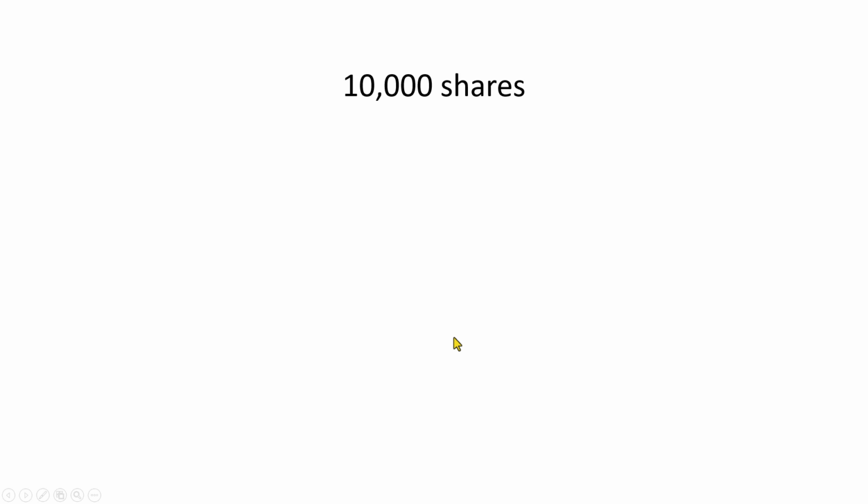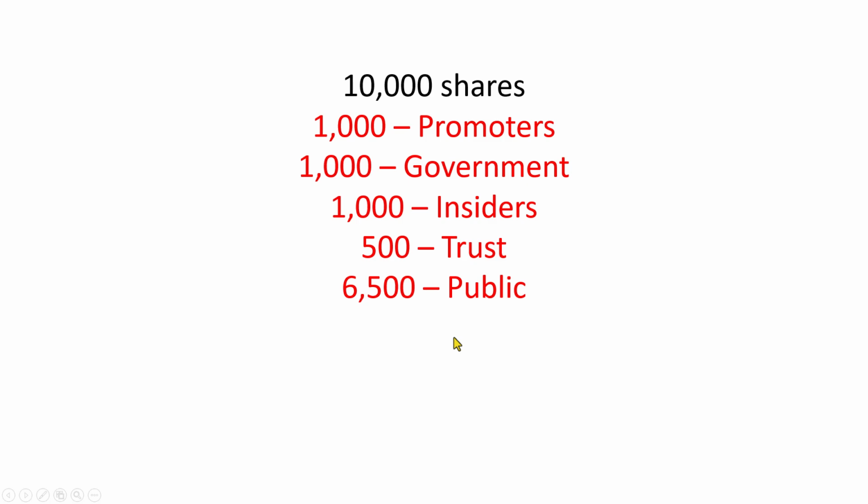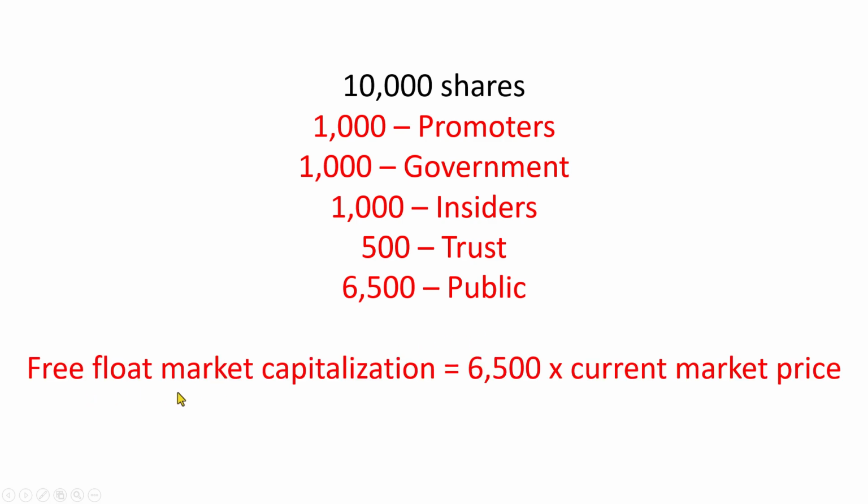Out of the 10,000 shares, this is the split. Right? We take only the shares held by the public into consideration to calculate free float market capitalization. So, free float market capitalization is equal to 6,500. This is the number of shares available to the public multiplied by current market price.